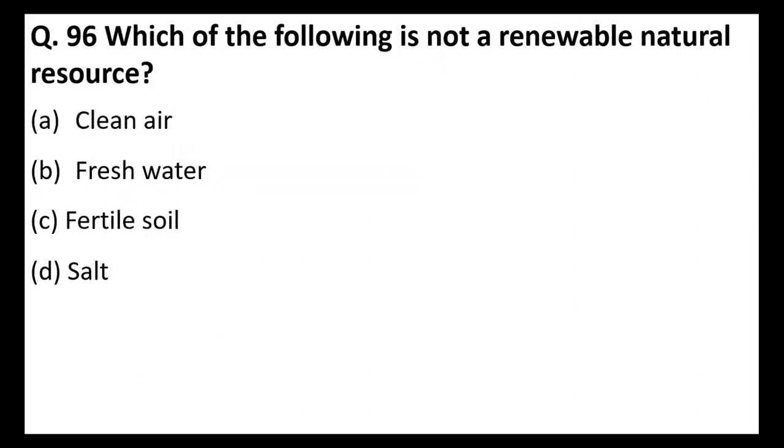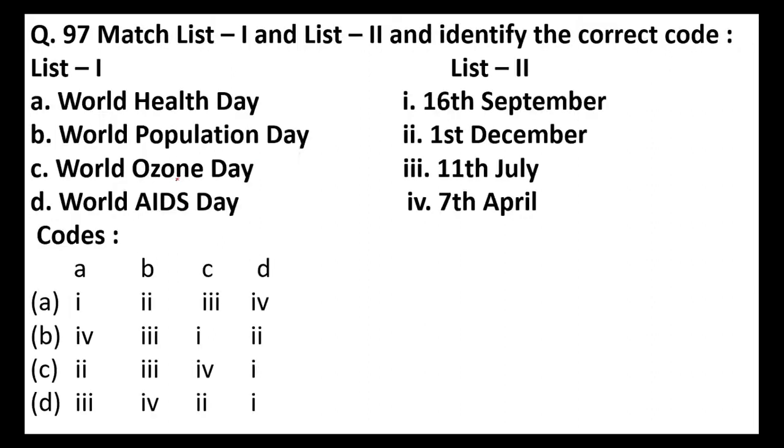Which of the following is not a renewable natural resource? The right answer is, okay, let's see the options. Clean air. This is renewable because if the air is polluted, you can put up measures to clean it. Fresh water, you can renew it, or if it gets polluted, we can make it fresh again. Fertile soil also, if it becomes infertile, this is also a renewable resource. The right answer is D. It is not a renewable natural resource.